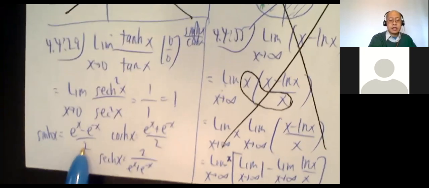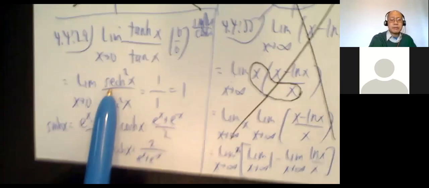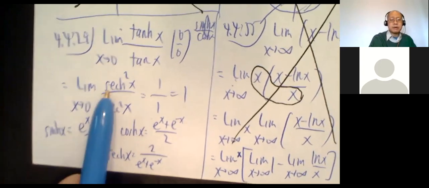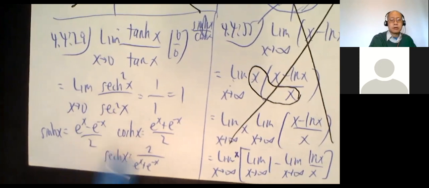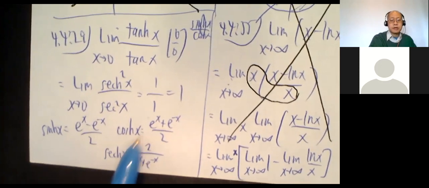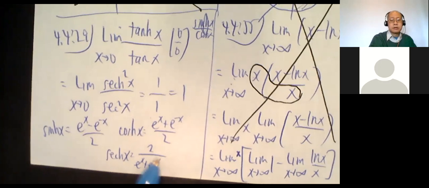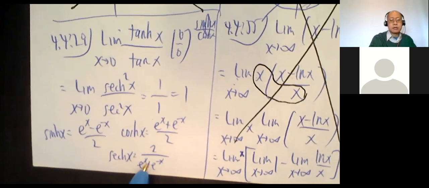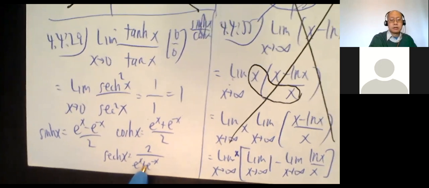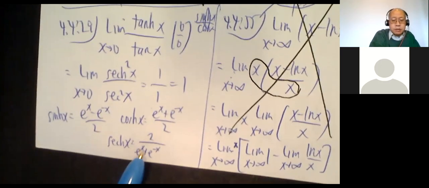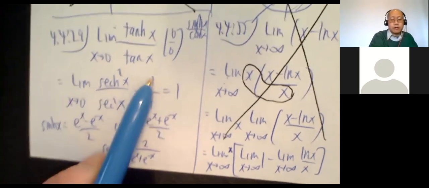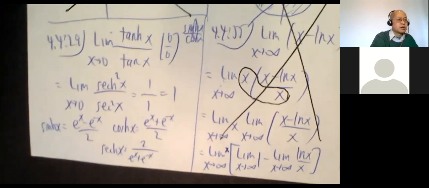Okay, so there we go. And then let's see, hyperbolic secant is the reciprocal of cosh. So it's 2 over e to the x plus e to the negative x. Then if I plug in 0, put a 0 there and a 0 there, you get 2 over 2, which is 1. Squared, you get 1. So it's 1 over 1, which is 1.